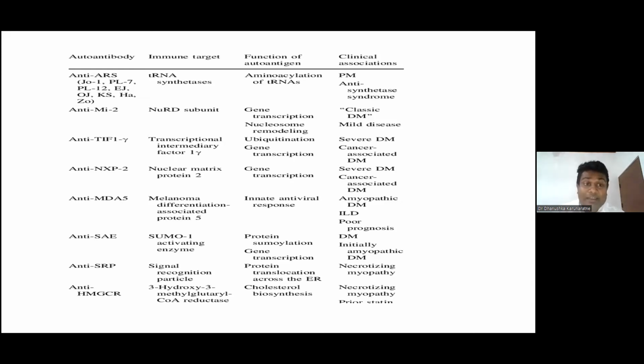And anti-TIF1 and NXP are notorious to be associated with malignancies. And MDA is the clinical entity that gives rise to amyopathic dermatomyositis, where myositis is absent in the clinical picture, although the clinical manifestations are of dermatomyositis. And then the SRP and HMG-CoA reductase antibodies are associated with rapidly progressing necrotizing myopathies. I'll be discussing each of these antibodies and their clinically relevant syndromes separately in future slides.